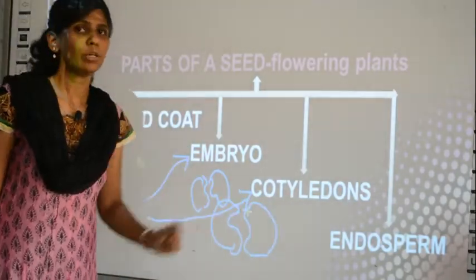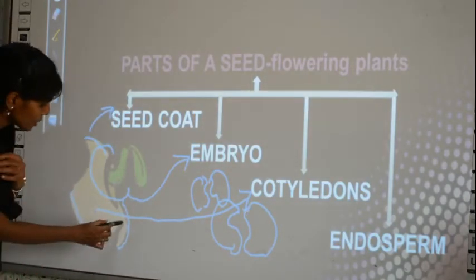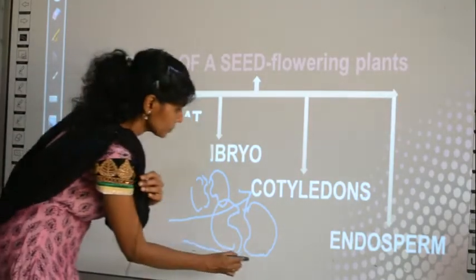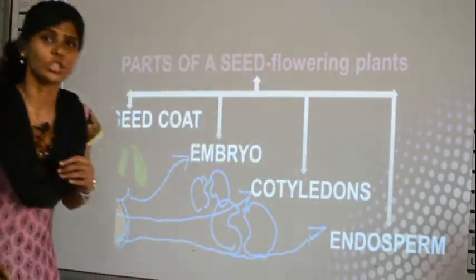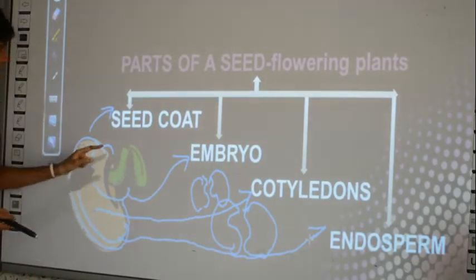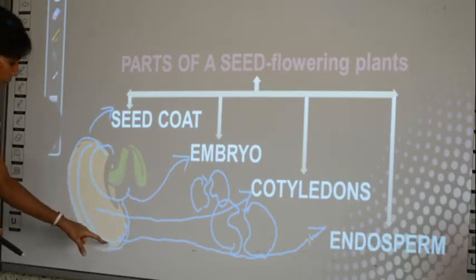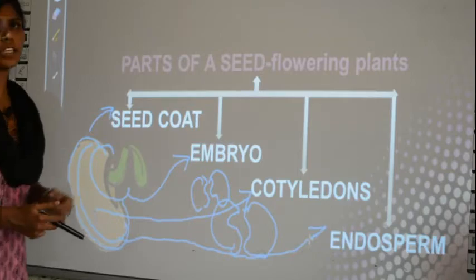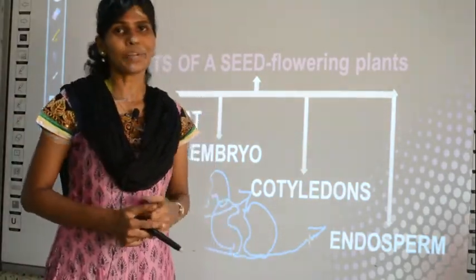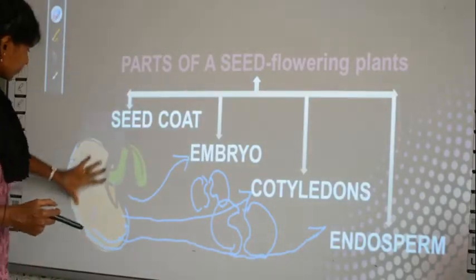And finally the endosperm. Endosperm is the region immediately inside the seed coat. Like this region is the endosperm region. About this explanation also we will study in the upcoming slides. So seed coat, embryo, cotyledon and the endosperm. These are the 4 parts of a seed, and about these 4 parts we will be learning in the upcoming slides.